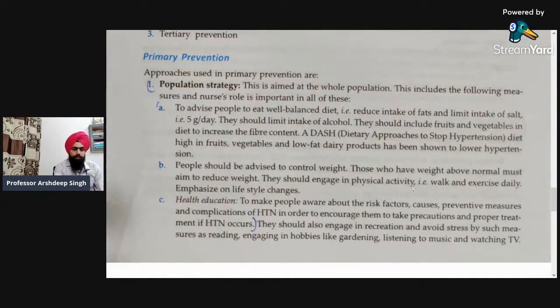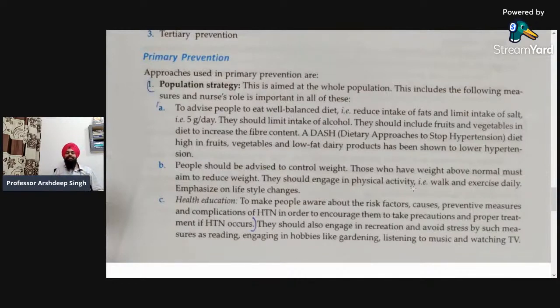So this is the population strategy. In primary prevention, this is aimed at the whole population, that is why it is given the name population strategy. So how can we implement the population strategy? These are the different ways. Firstly, advise people to eat a well balanced diet. It is obvious, as I have explained in the modifiable risk factors, that if we can change our lifestyle, we can prevent ourselves. So that is the point.